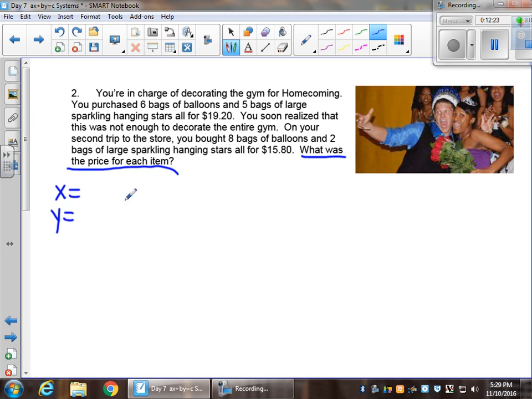What were the items they bought? They bought balloons, so let's say X equals the price for a bag of balloons. And what else were they buying to decorate the gym? Bags of balloons and bags of large sparkling hanging stars. So Y will be the price of a bag of stars. We have successfully defined our variables.